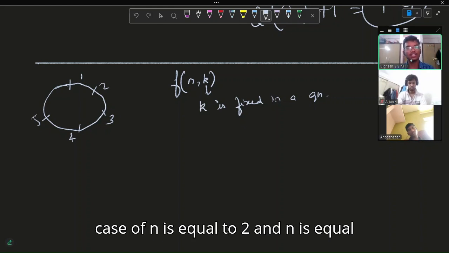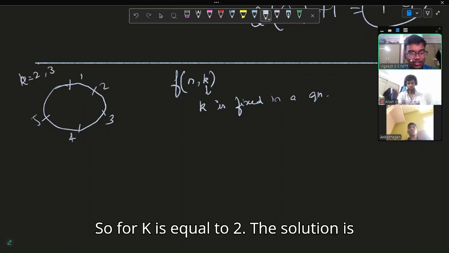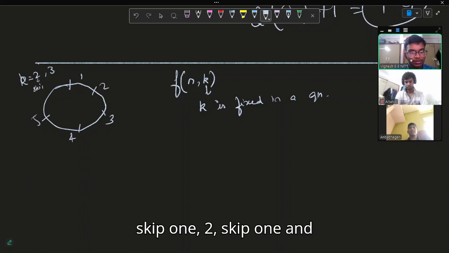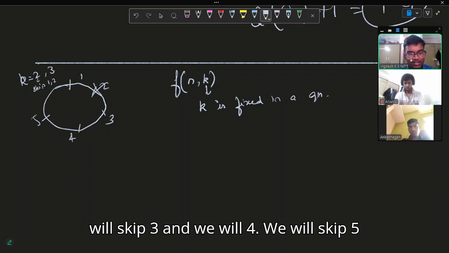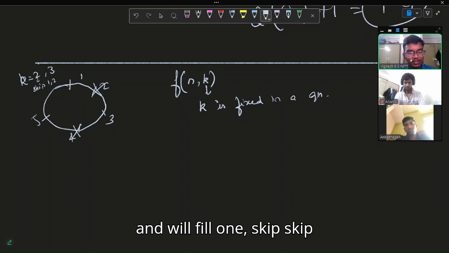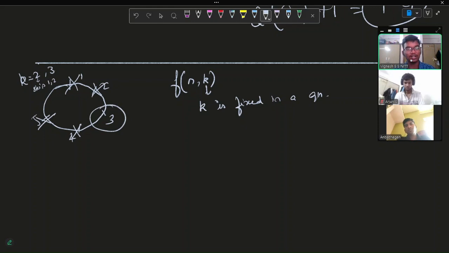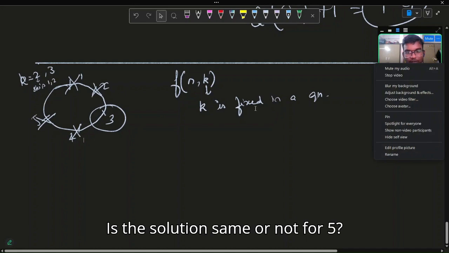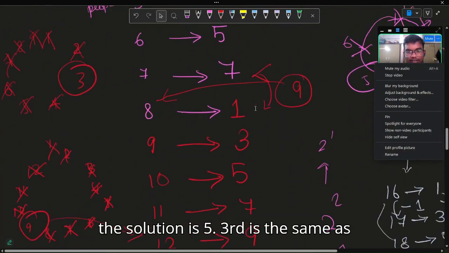So let's suppose a simple case of n equal to 5, with k equal to 2 and k equal to 3. For k equal to 2, the solution is very simple. We skip 1 and kill 2. We skip 3 and kill 4. We skip 5 and kill 1. Skip 3 and kill 5. So the solution is 3. We'll check it with the one above. Is the solution the same or not for 5? The solution is 3, the third is the safest location.